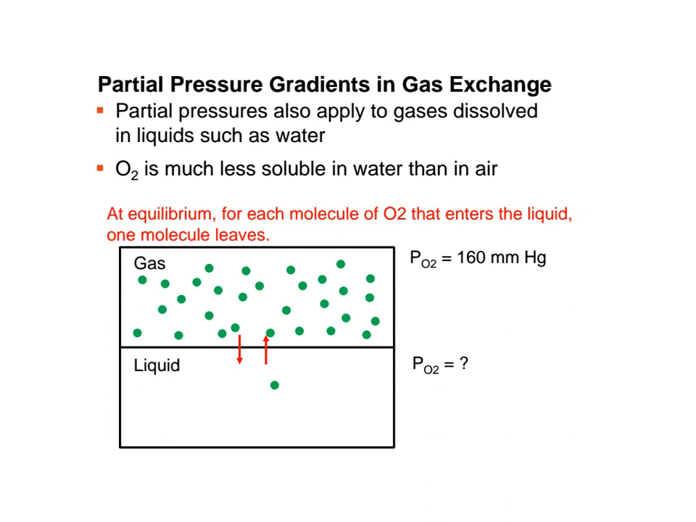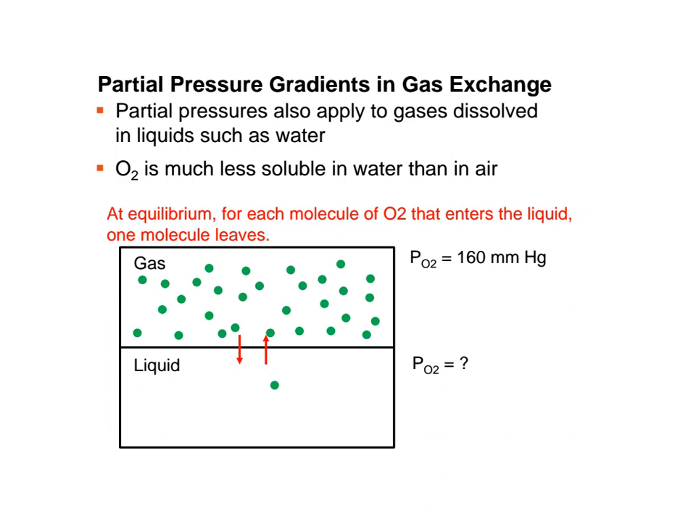So let's imagine for a second, it's actually going to be lower than this, but let's imagine we have a PO2 of 160 millimeters of mercury. In the actual alveolar airspace, it's closer to about 100. Well, let's just take a situation in which we know that the gas has a PO2 of 160 millimeters of mercury, which is the same value as what we'd found in air at sea level. Well, what would be the PO2 in the liquid?